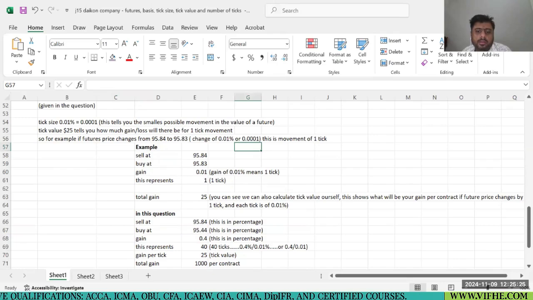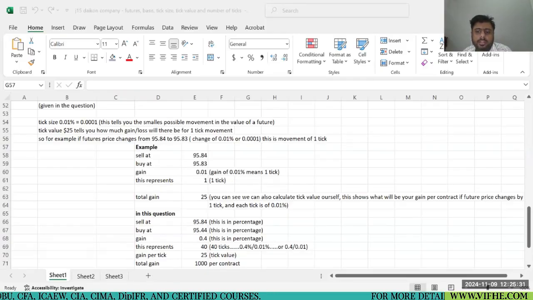Okay, now the next thing that I need to discuss is about the margin requirements. So let's discuss the margin requirements in a minute. And again, I am going to share the file which you can review. And when you review, you will be able to understand the things.